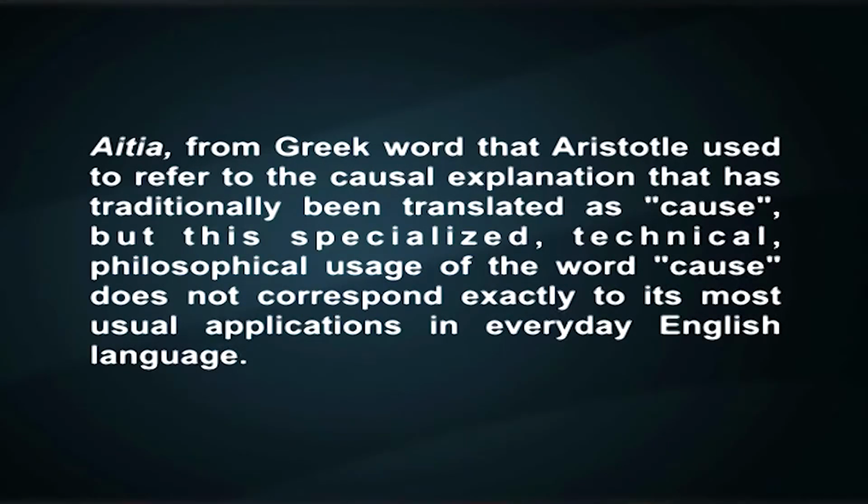Aitia, a Greek word that Aristotle used to refer to the causal explanation, has traditionally been translated as cause, but the specialized technical philosophical usage of the word cause does not correspond exactly to its most usual applications in everyday English language. The translation of Aristotle's idea nearest to current ordinary language could be question or causal explanation, although any such terms may mask the fact that Aristotelian consideration of the four causes is more fundamental in nature than mere explanations.